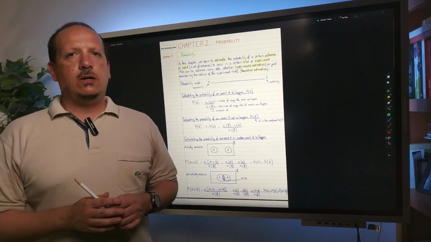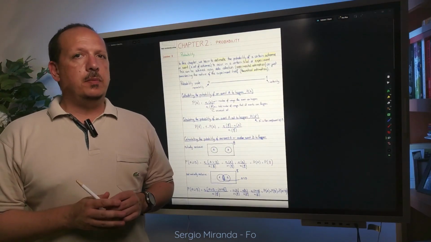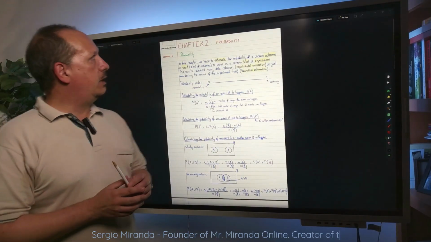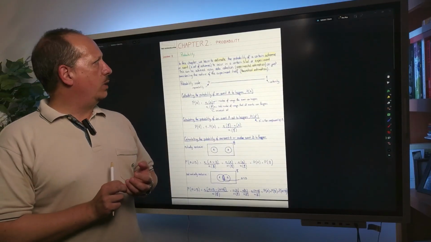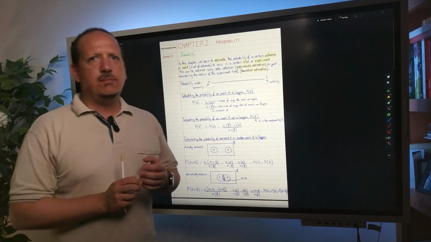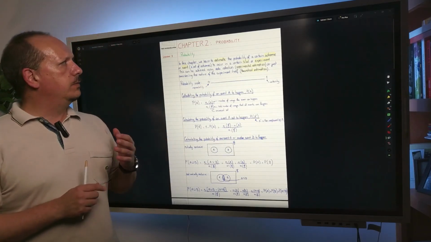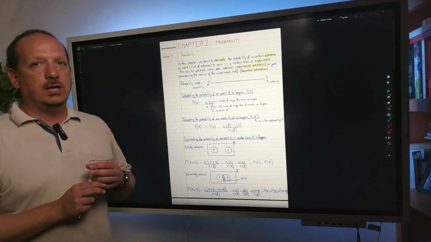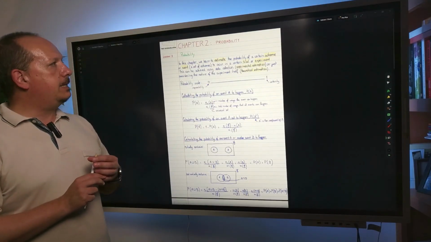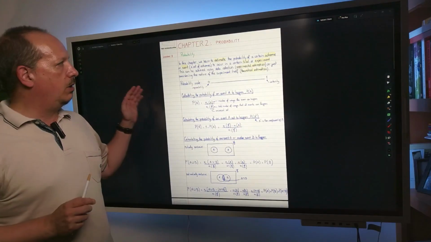We're starting chapter 2 in probability and statistics, and we are finally talking about probability. And what is this all about? We are going to learn how to estimate the probability of an outcome of an event to happen on a certain trial or experiment.